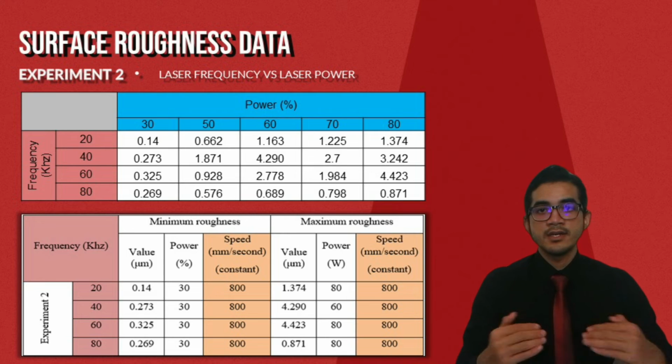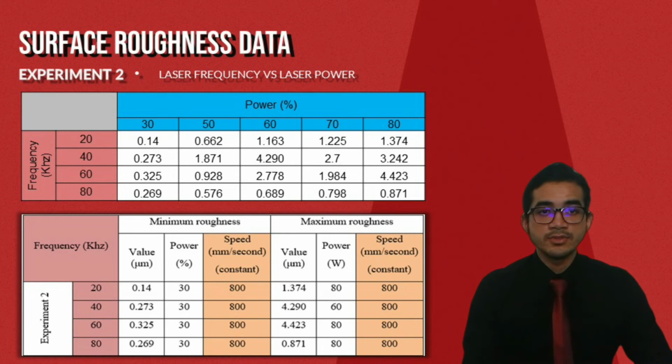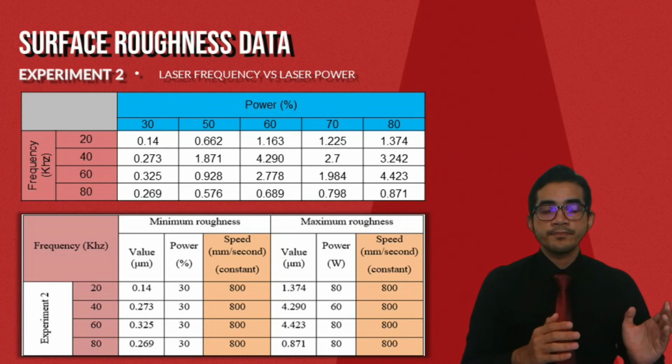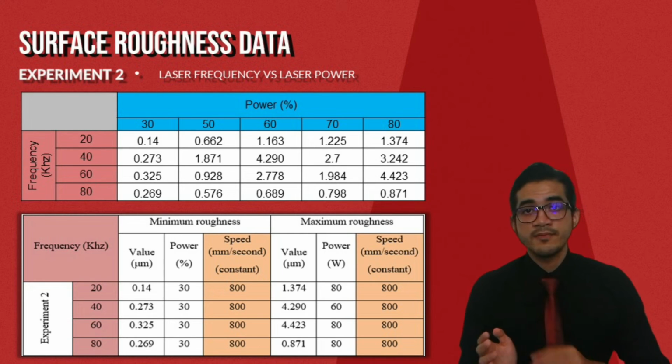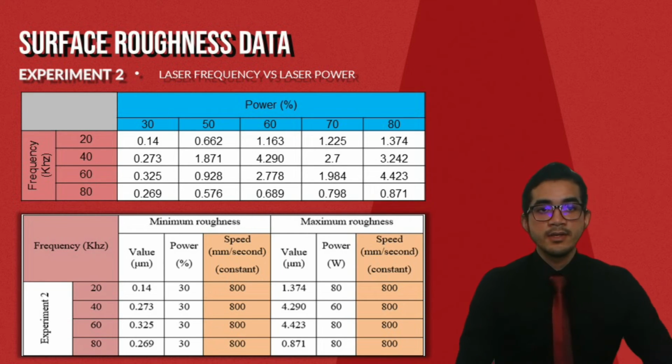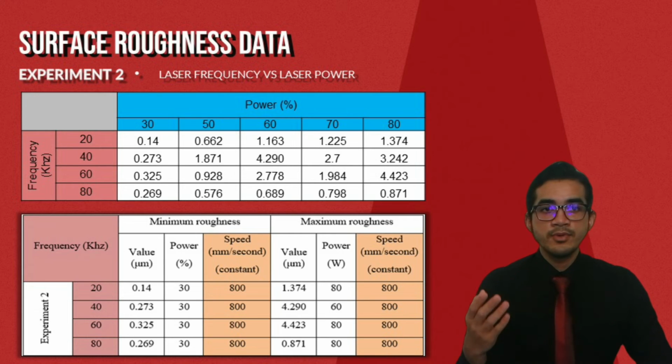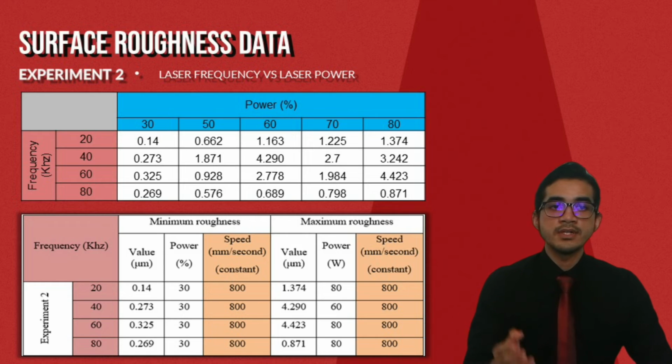So I've done another table, which is Table 2, to compare the minimum and maximum roughness for each square, for each column. So I can conclude that a power of 30% contributes the low value for the surface roughness for experiment 2.